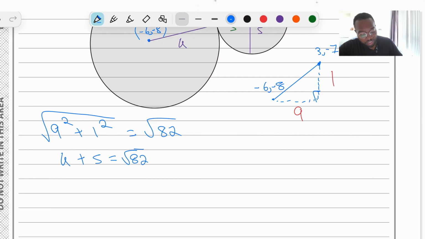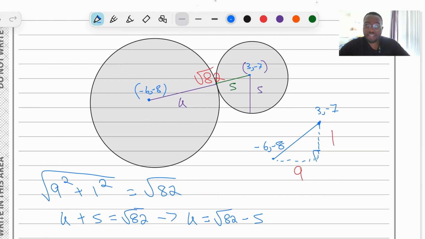And using that, we actually can get an expression for k. So we know that k is equal to root 82 minus 5. Effectively, I believe that's maybe 4.1. So you can think of k as like 4.1, but we want the exact value. So the exact value would be root 82 minus 5. So at this point here, the radius of k is root 82 minus 5.